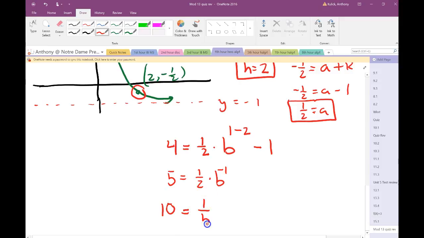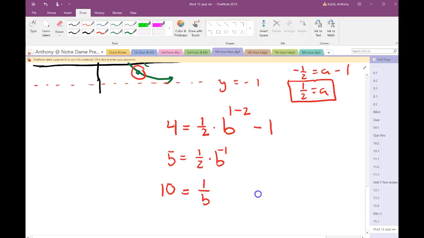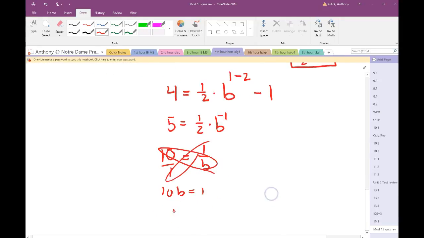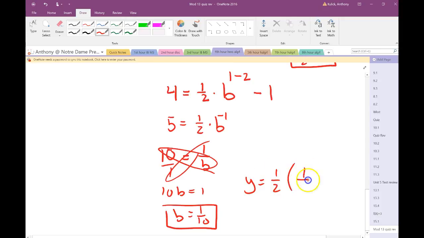And I know b to the -1 is 1 over b. And then to solve this, I'll just cross multiply. So I get 10b equals 1, or b is equal to 1 over 10. So my final answer I would write then would be 1/2 times 1/10 to the x minus 2 minus 1.